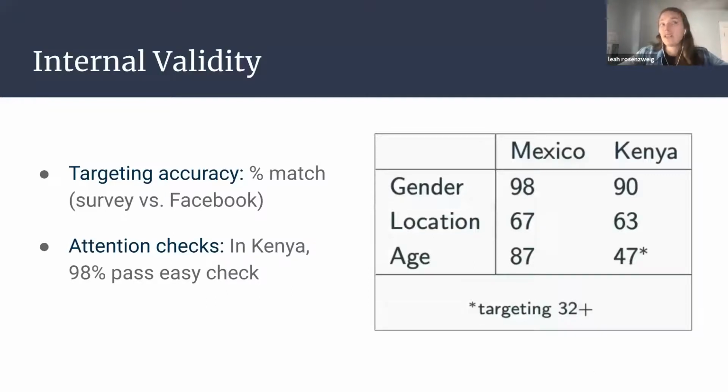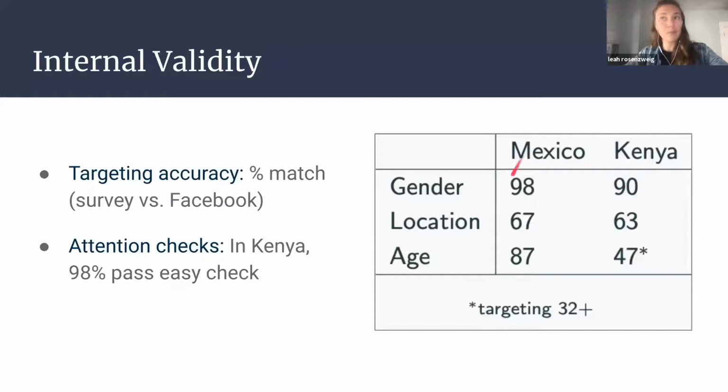So with respect to internal validity, right, we want to know if Facebook is accurately targeting people. When we say we want women of a certain age, is it sending the ad to those people? And then are those people who Facebook thinks they are, right? Facebook can get some data based on what you enter in your profile, but it also has to estimate some data for whatever is not provided by the user. So what this table is showing is the percent of people for whom Facebook's tag or definition of gender, location, and age matches what the respondent reported.